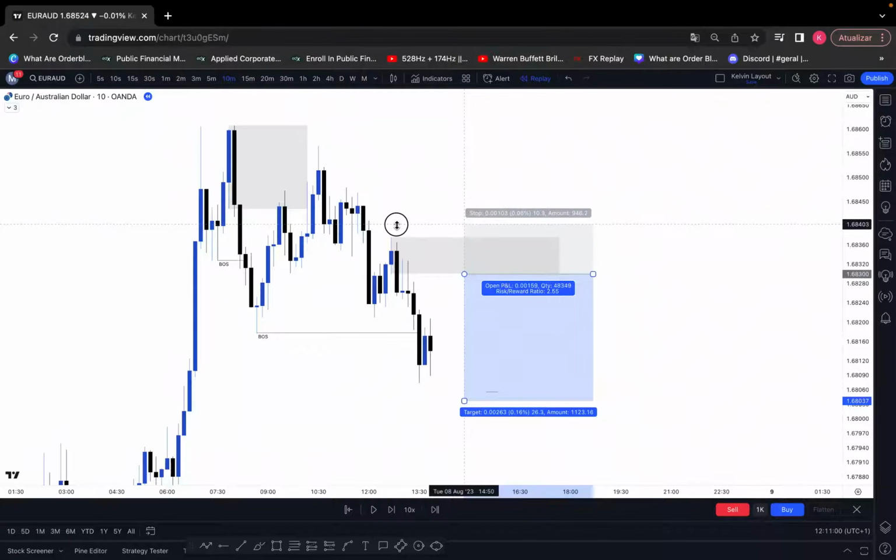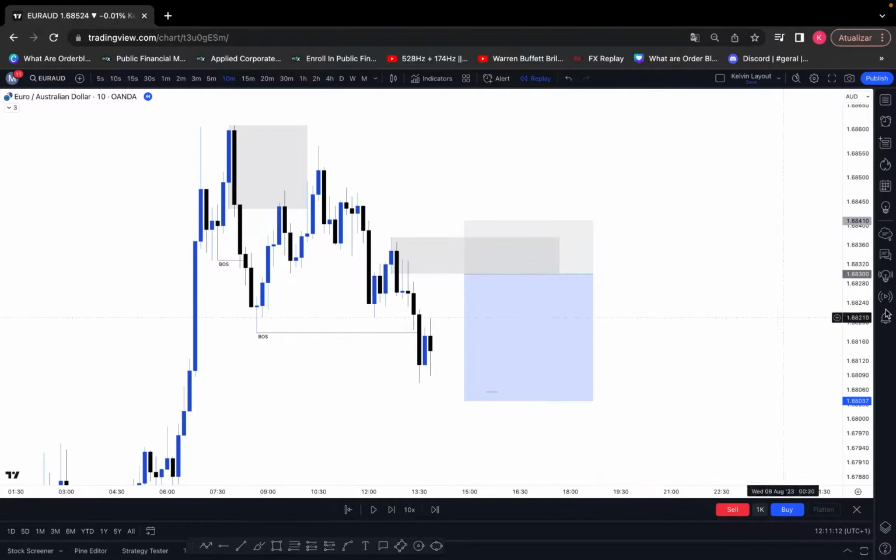right there. I'll give a 10 pip stop loss on this one, just to give a little buffer for spreads, or we can use the 11 pip stop loss. I think it gives a much safer buffer right here. So 11 pip stop loss. And what is my target?